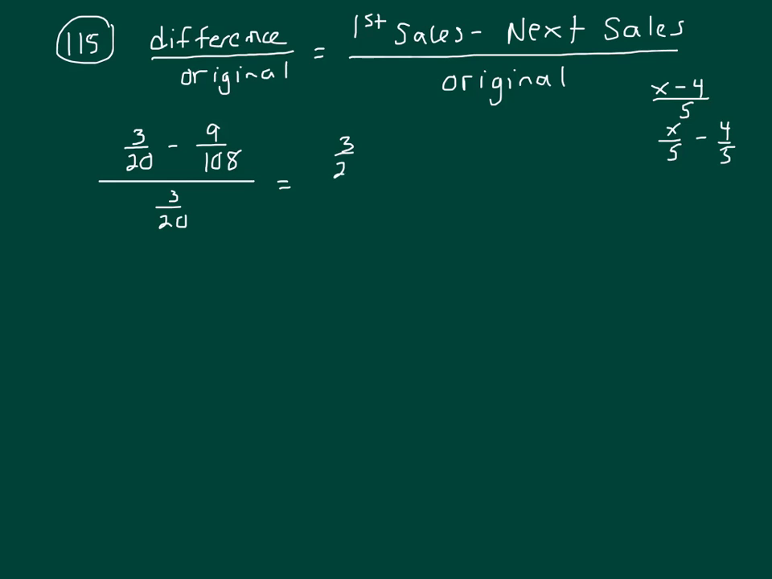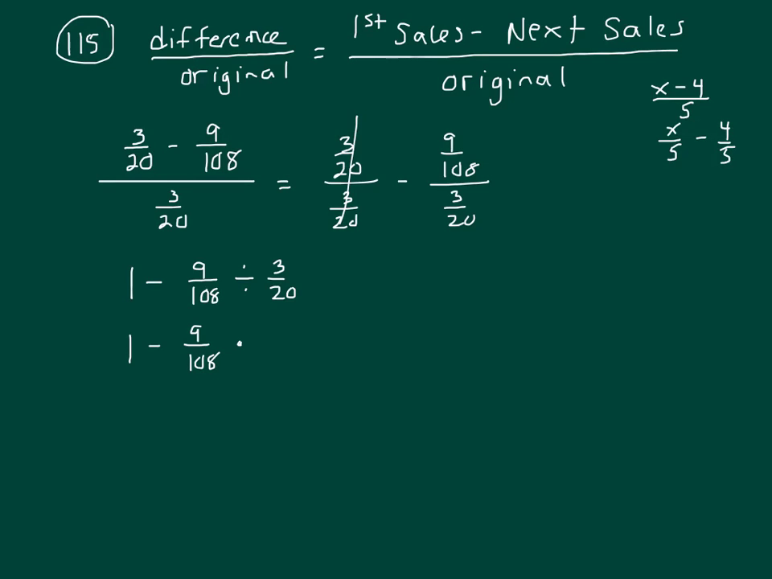So I've got 3 over 20 over 3 over 20 minus 9 over 108 over 3 over 20. So this will cancel and just be 1. So see, that already looks a lot better. 1 minus, this is 9 over 108 divided by 3 over 20. And you know when you divide fractions, you multiply by the reciprocal. So that's going to be times 20 over 3.